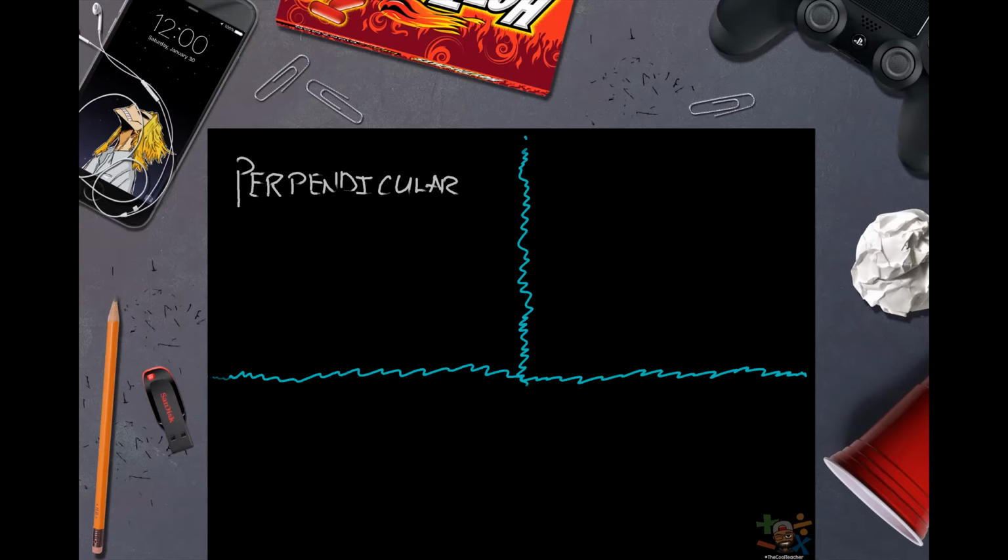Perpendicular lines. Now, the thing about perpendicular lines is that they cross, but when they cross, they make a 90-degree angle. And that's what people tend to forget about perpendicular lines. So a perpendicular line will be like this. This crosses here, and then you'll get something like this. Those are perpendicular lines. The reason they're perpendicular is because when they cross, you can see right here, it makes a 90-degree angle.